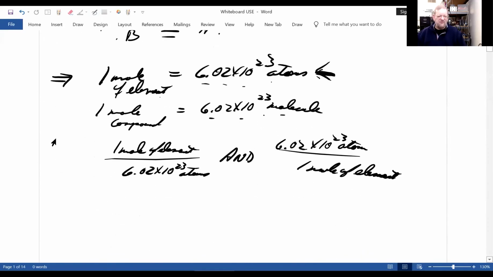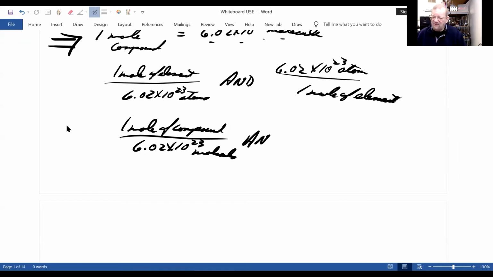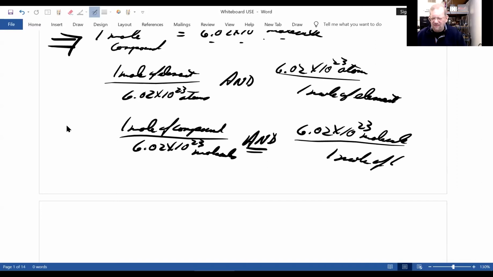And there's another one I could also write using this: 1 mole of a compound equals 6.02 times 10 to the 23rd molecules. So I could write 1 mole of compound per 6.02 times 10 to the 23rd molecules, and, as a separate ratio, 6.02 times 10 to the 23rd molecules per 1 mole of a compound.